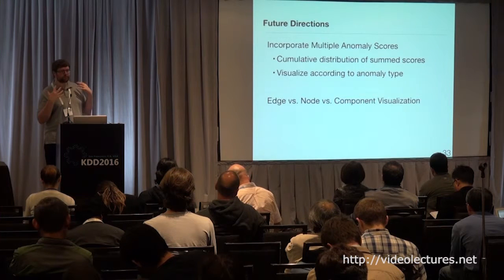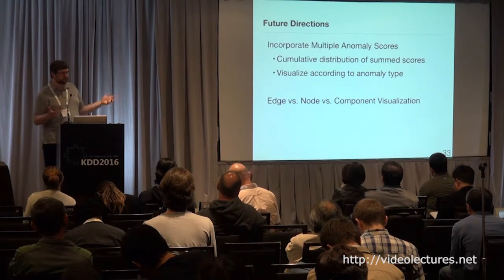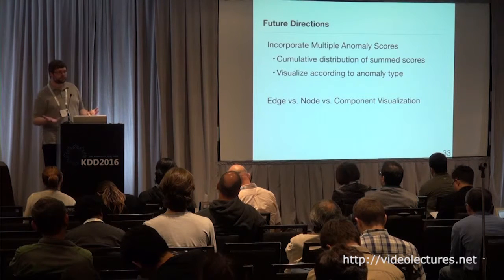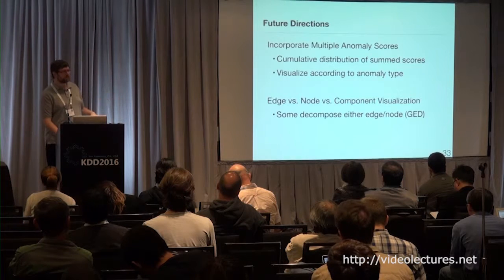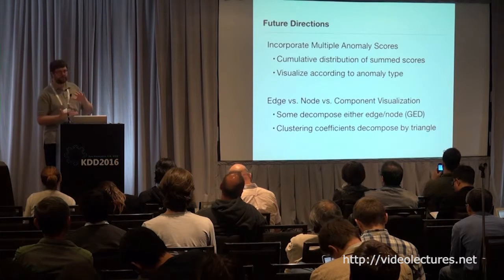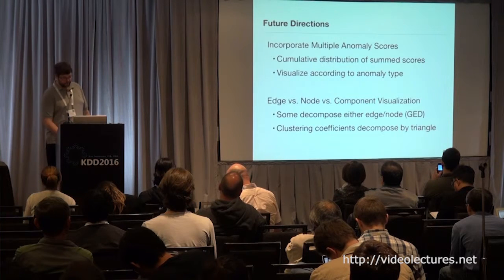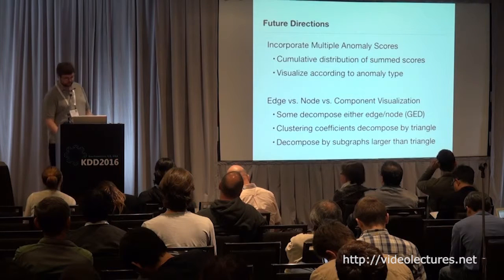Also, we focused mostly on the edge breakdown in the decomposition, but as I mentioned, node is possible, and you can also decompose by larger components. Like graph edit distance is easy to do with either edges or nodes. Clustering coefficients naturally break down by triangles, and you can imagine doing the decomposition by larger subgraphs of the network.